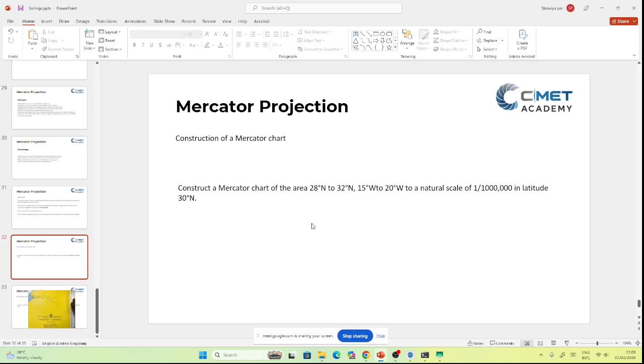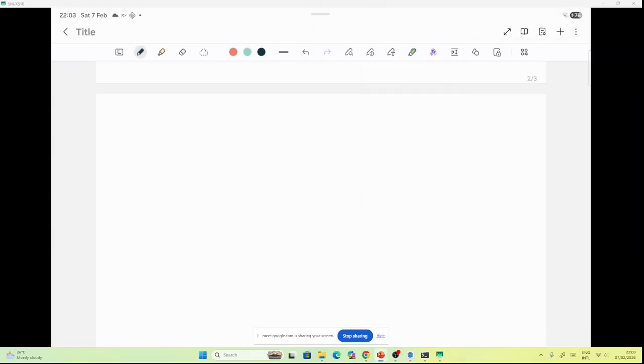So let's write down the question. I will write down the question here so that if you want to take a screenshot, you can take a screenshot now because I'm going to construct a Mercator chart. Shall I proceed? All right.